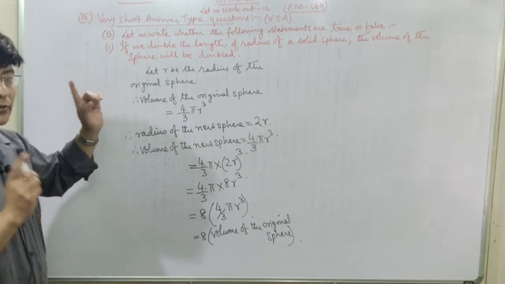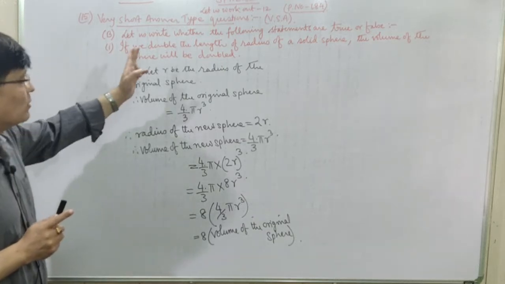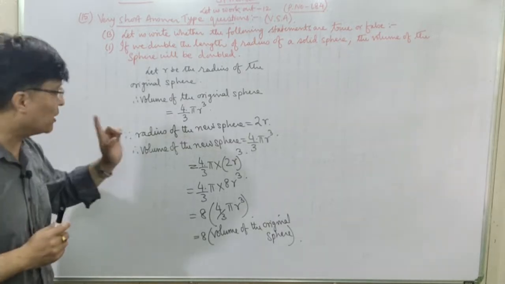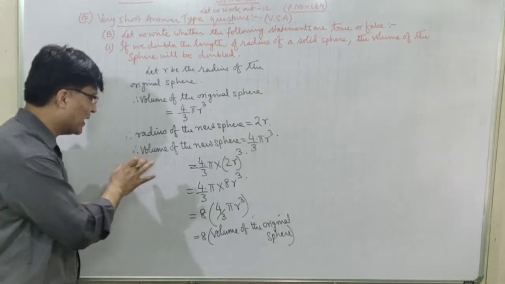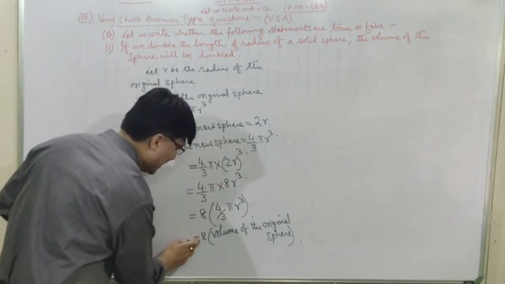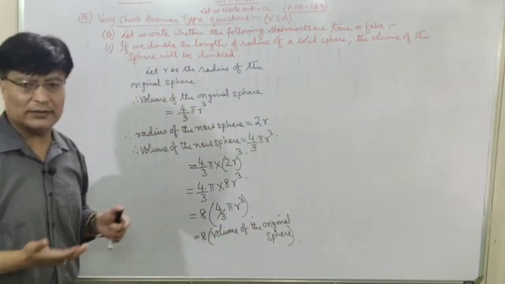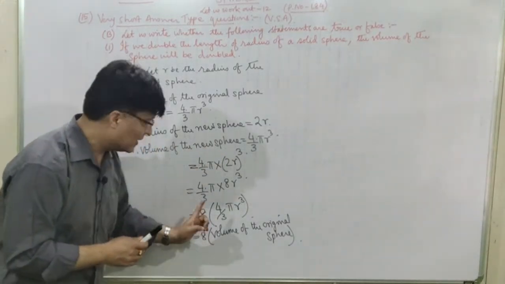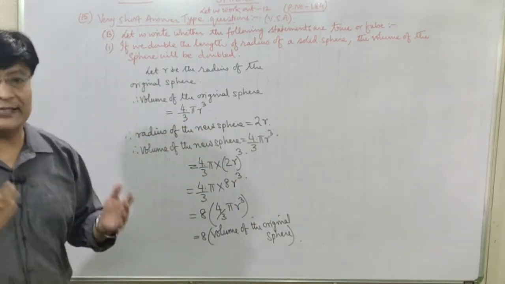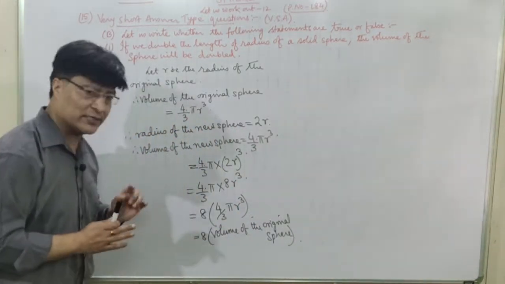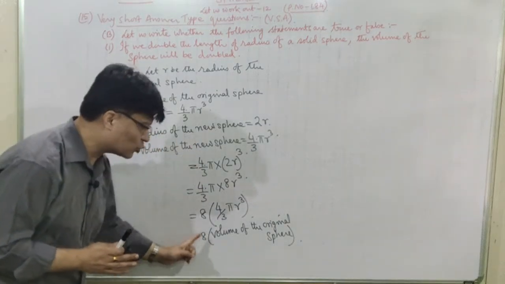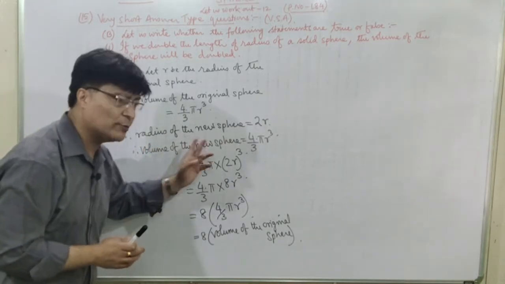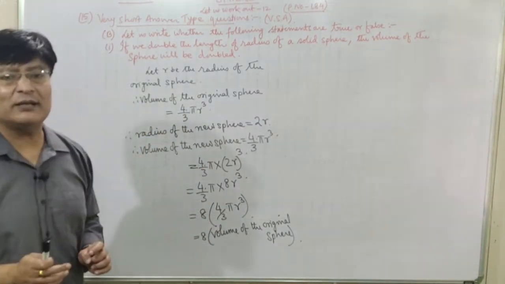Now, in this case, what is asked in the question? If we double the length of the radius of the solid sphere, then the volume of the sphere will be doubled. But in this case, we find that volume of the new sphere is equal to 8 times the volume of the original sphere. Is it doubled? No, it is 8 times. But it is not doubled. Double means it should be twice. Volume of the new sphere is equal to twice into volume of the original sphere by question. But we have got volume of the new sphere is 8 times the volume of the original sphere.